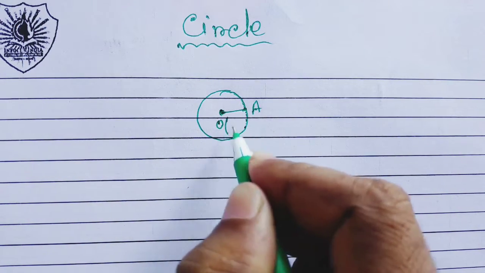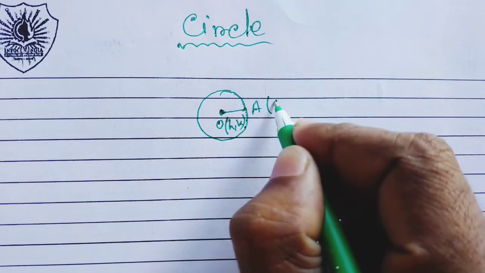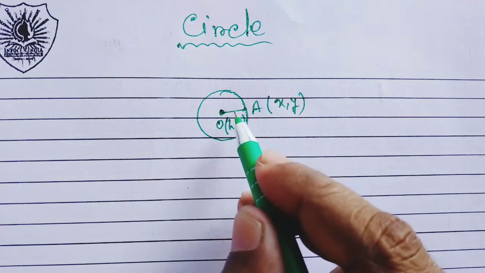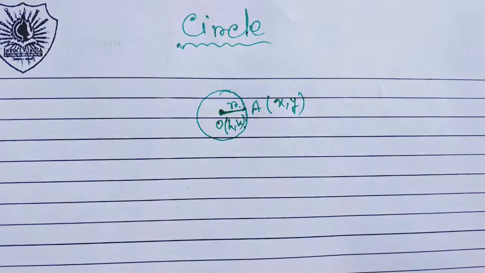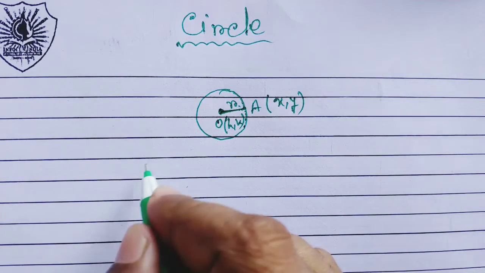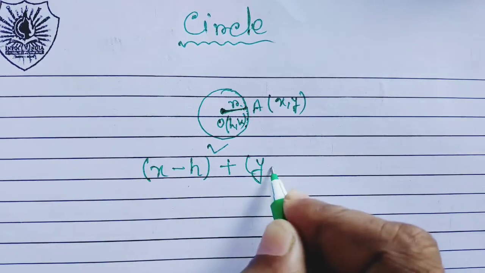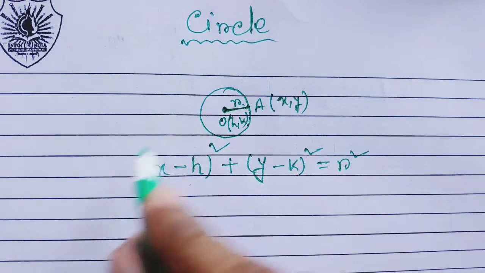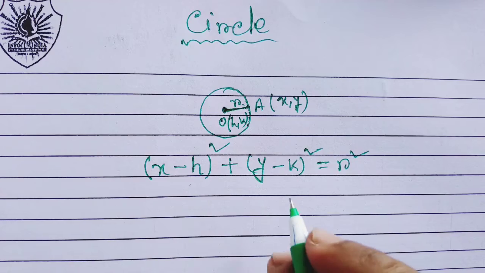Think that O(h, k) is the center of the circle and A(x, y) is any point on the circumference of the circle and r is the radius of the circle. Then the equation of the circle in standard form will be (x minus h) whole square plus (y minus k) whole square equal to r square. This is the standard form or standard equation of a circle.